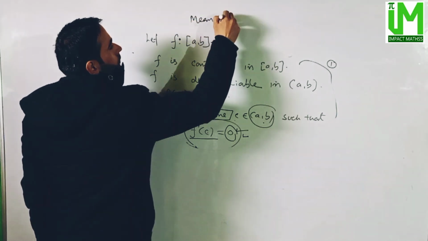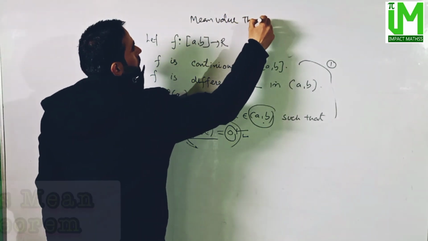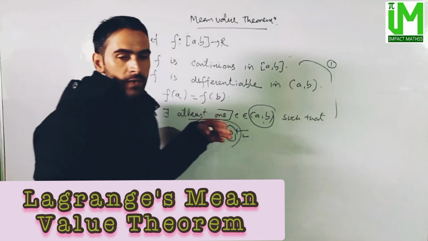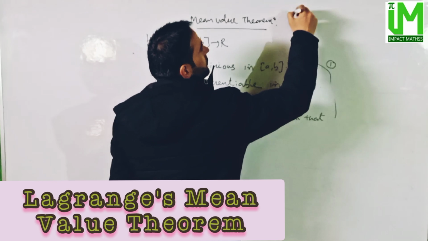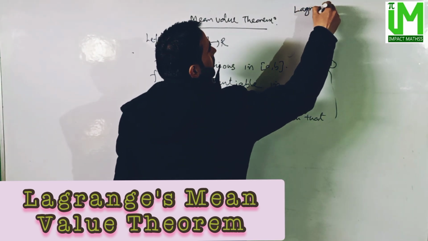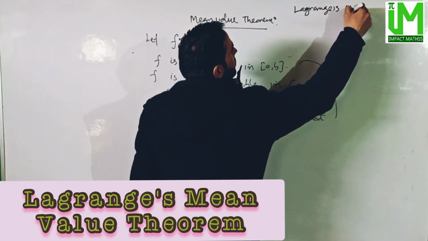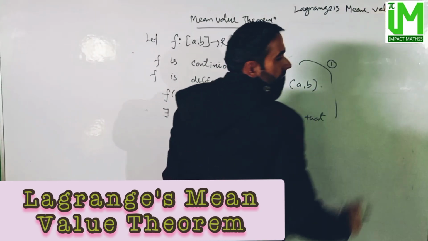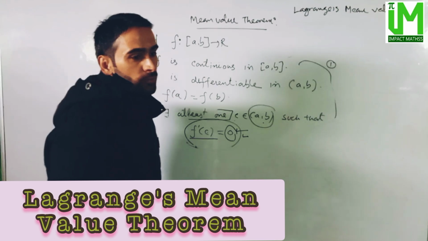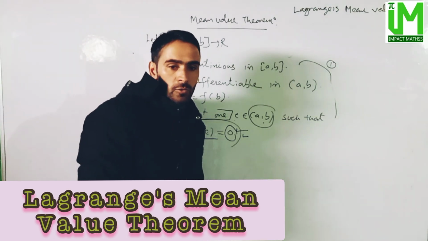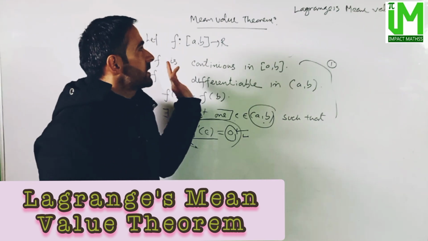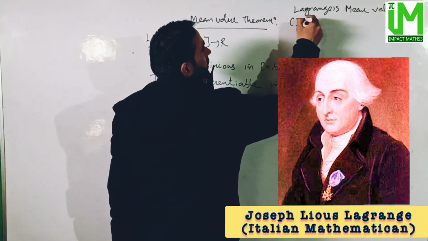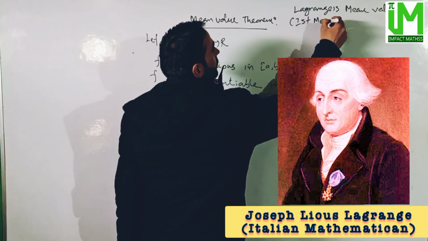Theorem. So in fact, the mean value theorem is also called Lagrange's mean value theorem. Joseph Louis Lagrange was the mathematician who proposed this, so it is Lagrange's theorem. The mean value theorem is also called the first mean value theorem.